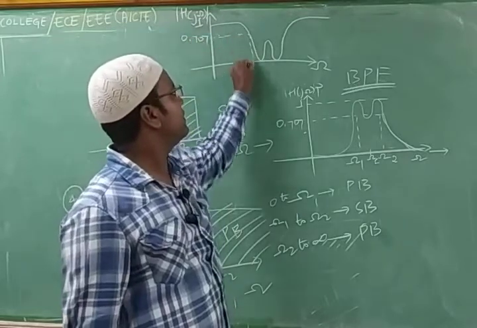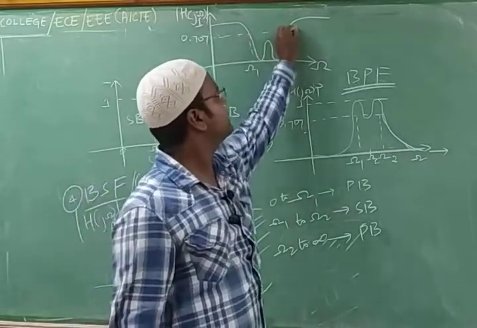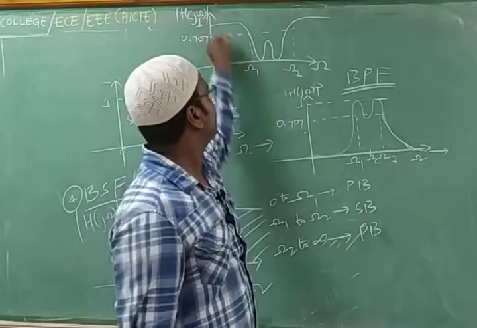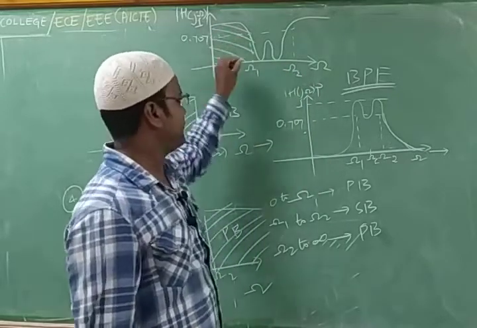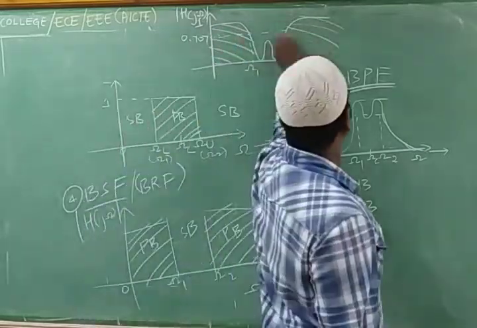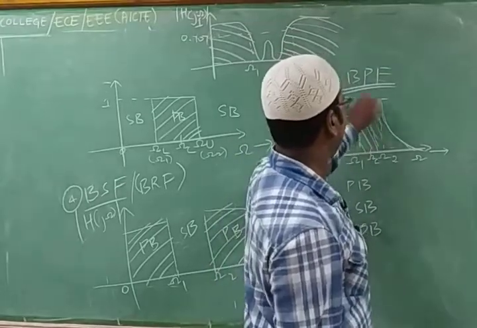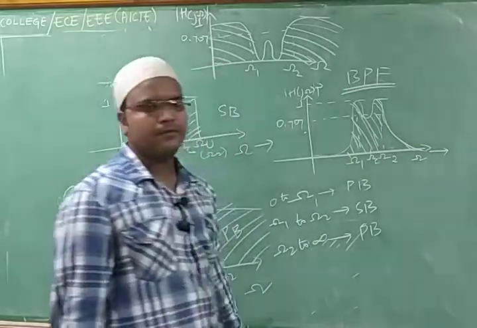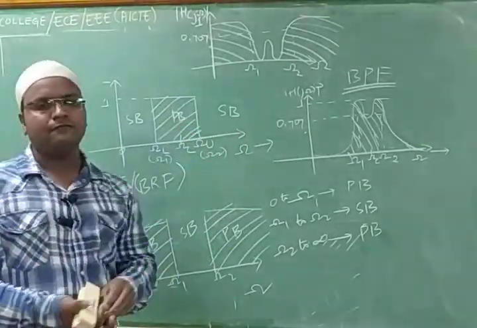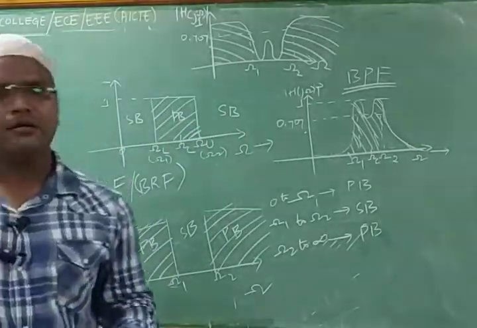So we got this one, omega 1. With the same condition, this is your omega 2. So it is allowing this frequency component, this frequency component also, and this frequency component as well. Right? This is the way you have the band stop filters.